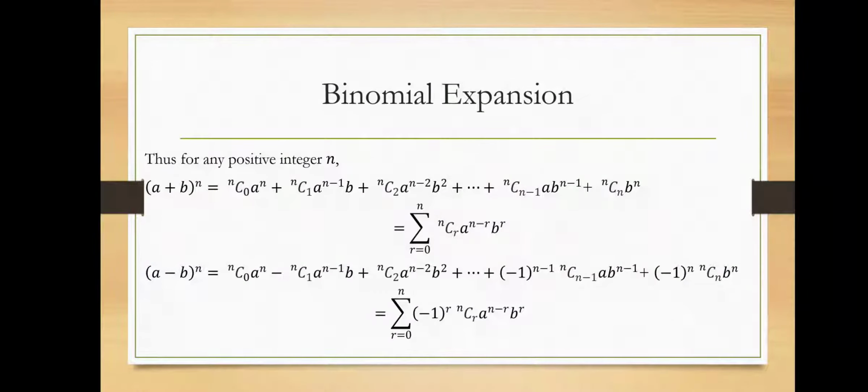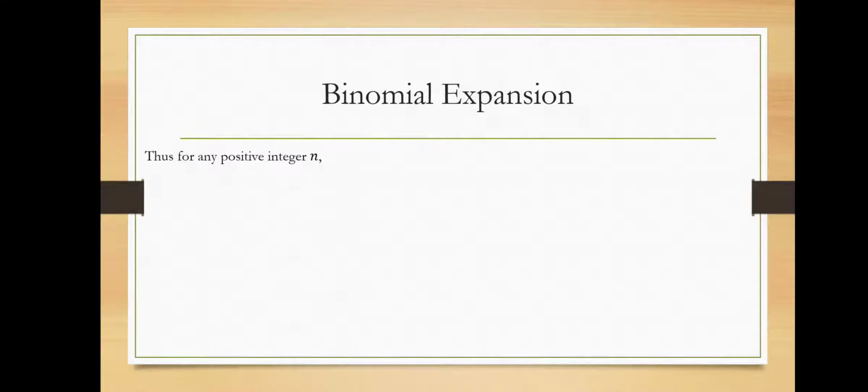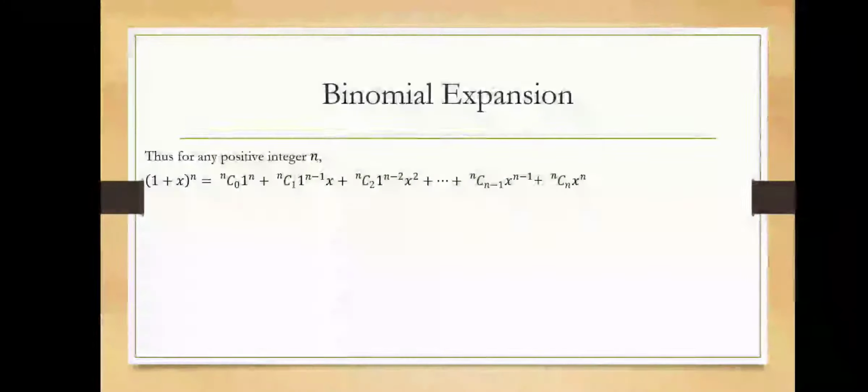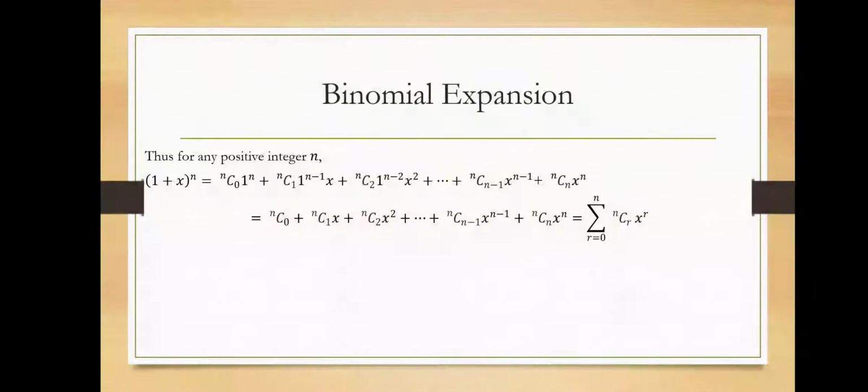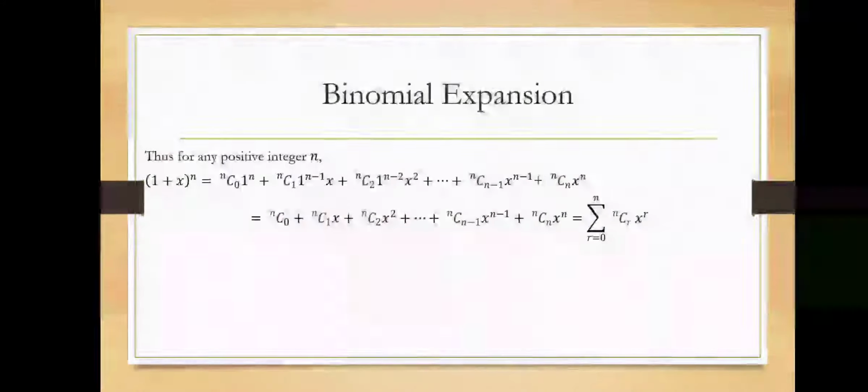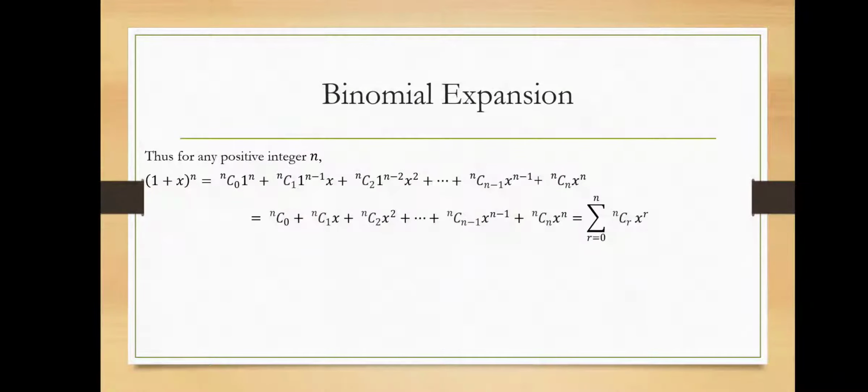Now, in the same way, there are two special binomial expansions which can be written without writing so much. One is (1 + x)^n. As the first term is 1, the power of 1 doesn't make any sense, so we do not write it, and we can write it as nC0 + nC1 x + nC2 x² and so on till nCn x^n. In short, we can write it as nCr x^r.